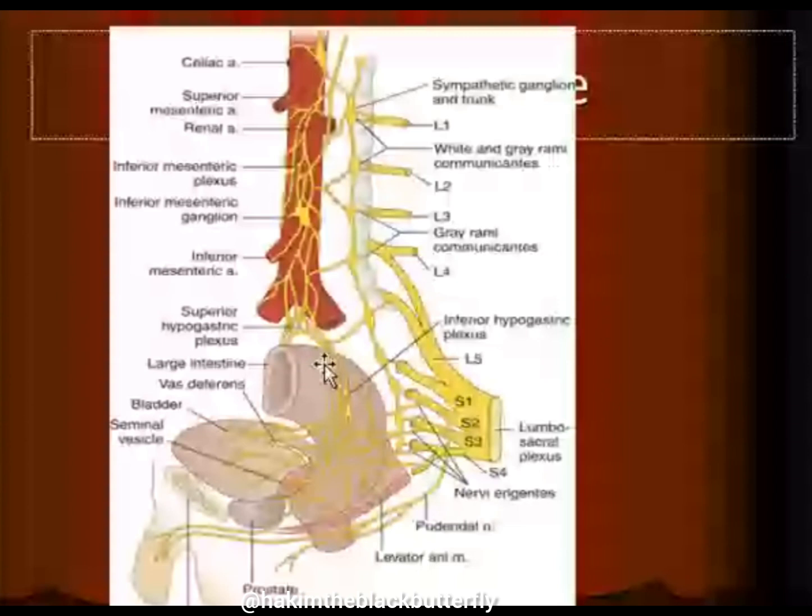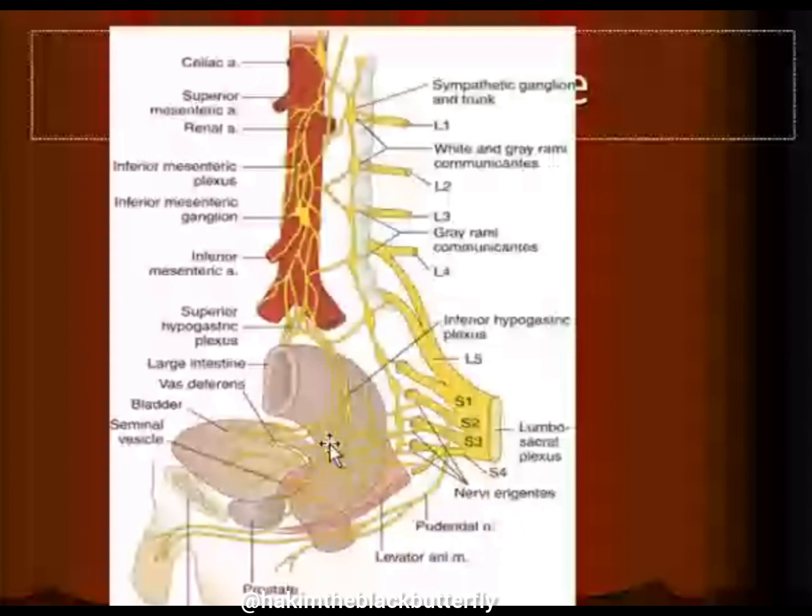Then we are going to see them continuing down to form another network on the lateral aspects of the rectum known as the inferior hypogastric plexus. So when I say that the sympathetics move through the lumbar splanchnic nerves and supply the rectum through the superior hypogastric and inferior hypogastric plexuses, that is what I mean.